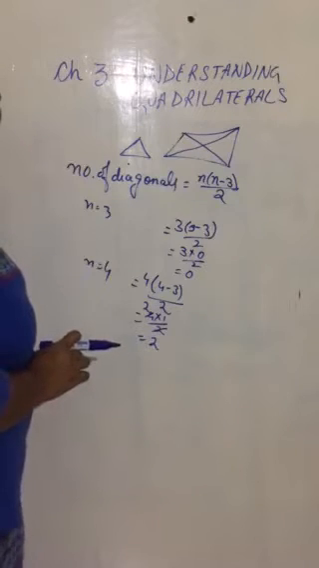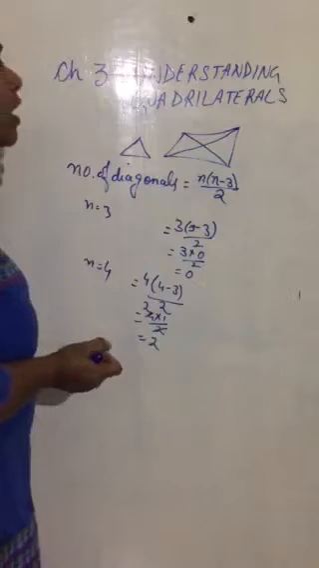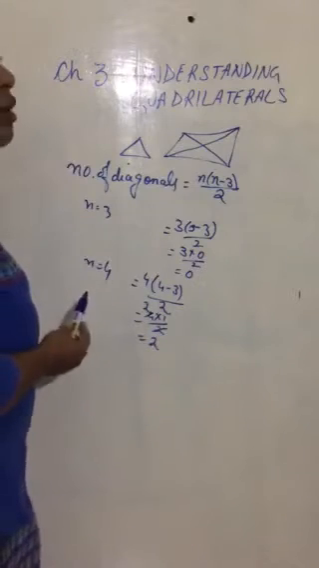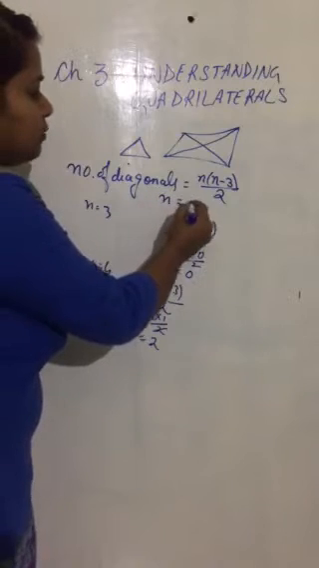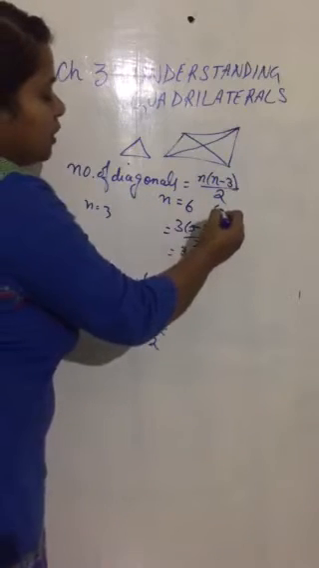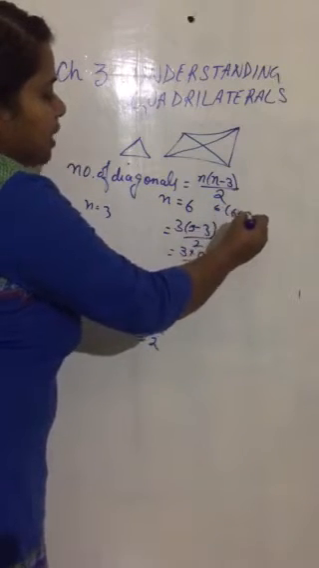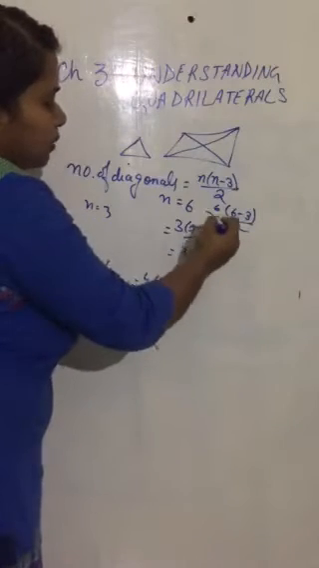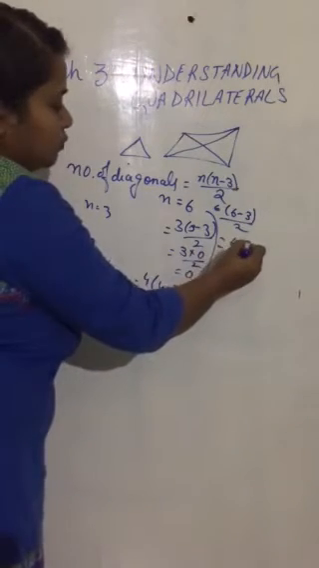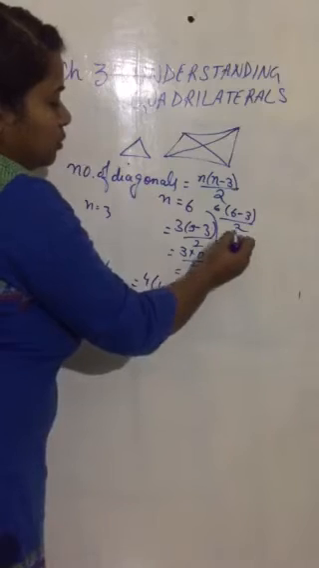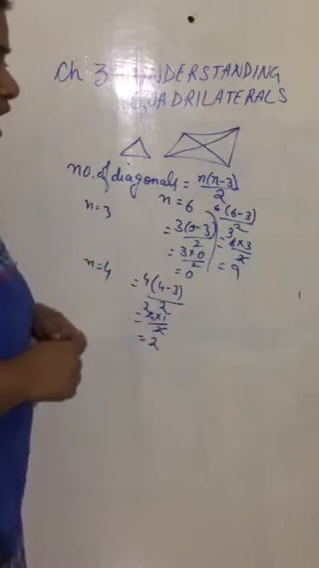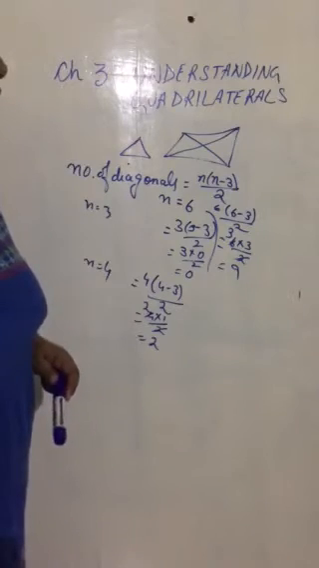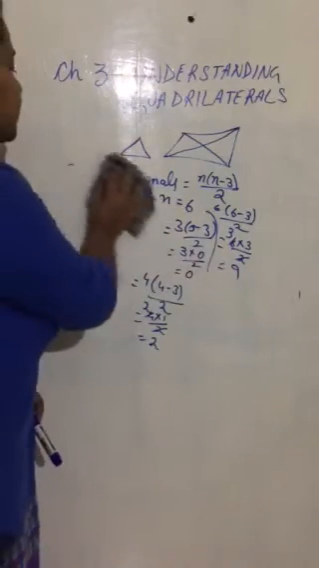So I asked you a question, how many diagonals will a hexagon have? A hexagon has how many sides? 6 sides. So if I take n equal to 6, how many diagonals will it have? 6 into 6 minus 3 by 2. So that gives us 6 into 3 by 2. So 3, so 9. So how many diagonals will a hexagon have? It will have 9 diagonals.